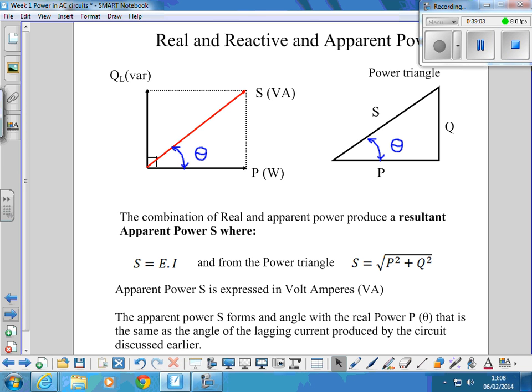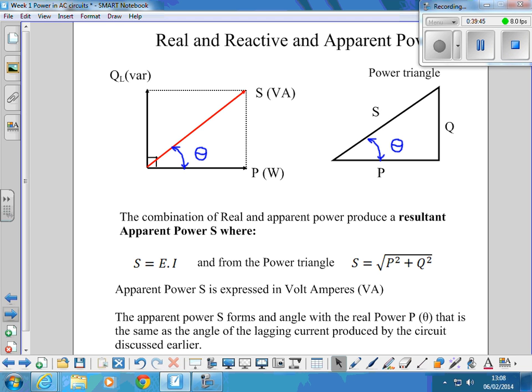So, we've looked at real power, we've looked at reactive power. Well, now we need to consider what is the resultant of those two, the apparent power in the circuit. It uses the symbol S, and some of you might have noticed that transformers are rated not in watts, but in VA, volt amperes, or kVA, or if they're really big ones, MVA. It is the product of the line current and the line voltage, volt amperes.